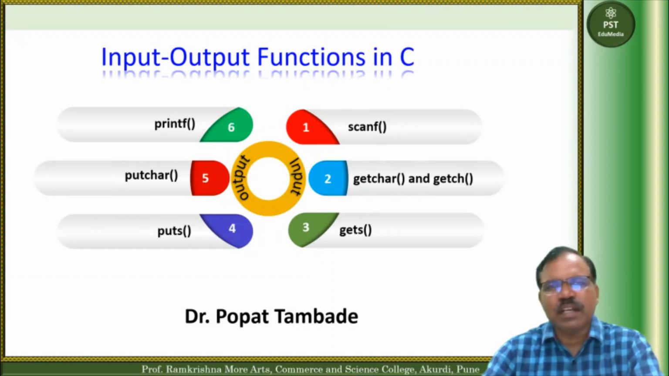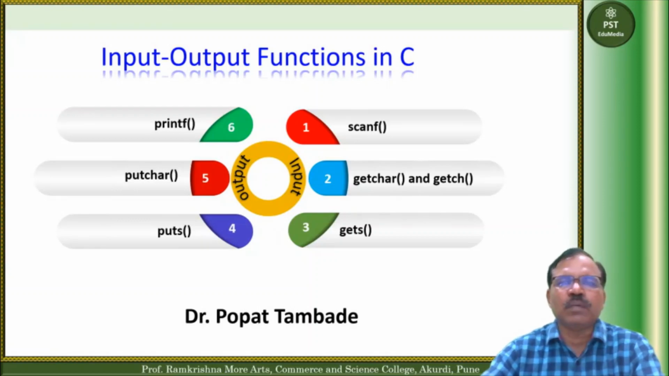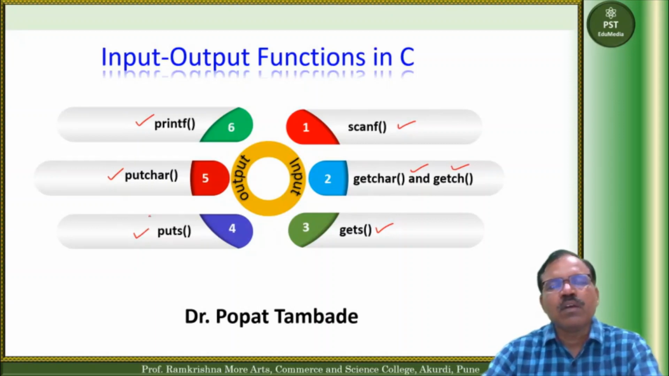This is lecture number 8, and in this lecture I am going to explain the input and output functions used in C programming. Here we have a set of input functions and output functions. scanf is an input function. getchar or getch, these are input functions. getx is an input function. printf is an output function. putchar is an output function and puts is an output function. Now we will see them one by one.